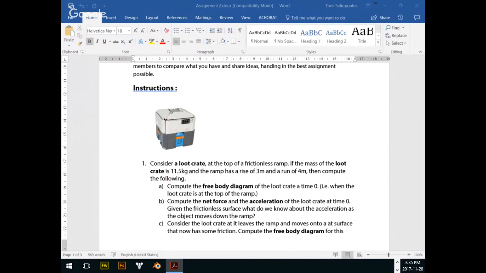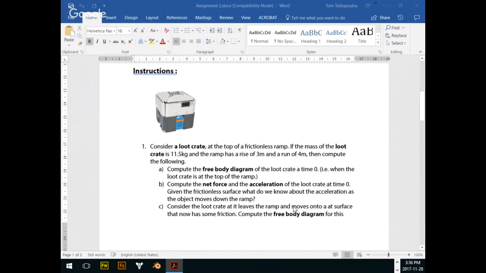So think about this. Consider a loot crate at the top of a frictionless ramp. If the mass of the loot crate is 11.5 kilograms, and the ramp has a rise of 3 meters and a run of 4 meters, then compute the following. It tells you to compute the free body diagram, the net force and acceleration, and so on. So this is the kind of way it's going to be, some stuff that you've seen before. Same format as last time when we did assignment number 1. This is up on Blackboard. And that's the first one.